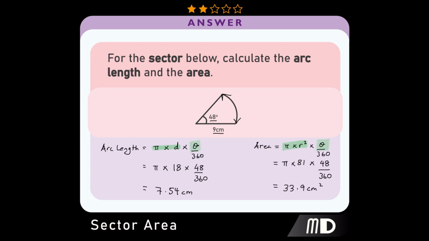33.9 centimeters squared. And it's important to remember the squared in our units for area, because we could potentially, if we were doing an examination, lose marks for forgetting that. So it's an important element to remember. So our answers are 7.54 centimeters for the arc length and 33.9 centimeters squared for the area.